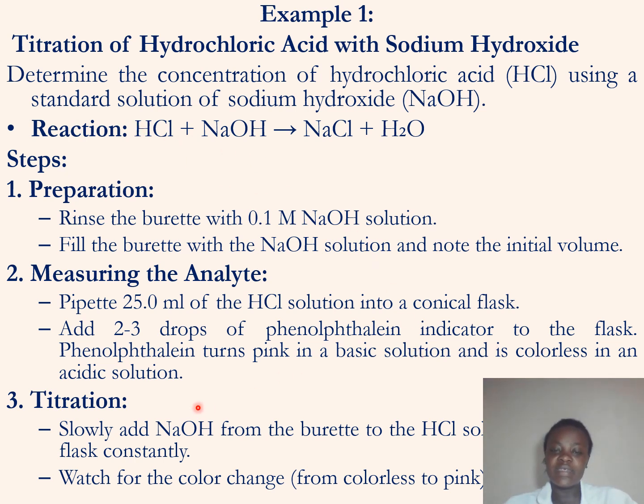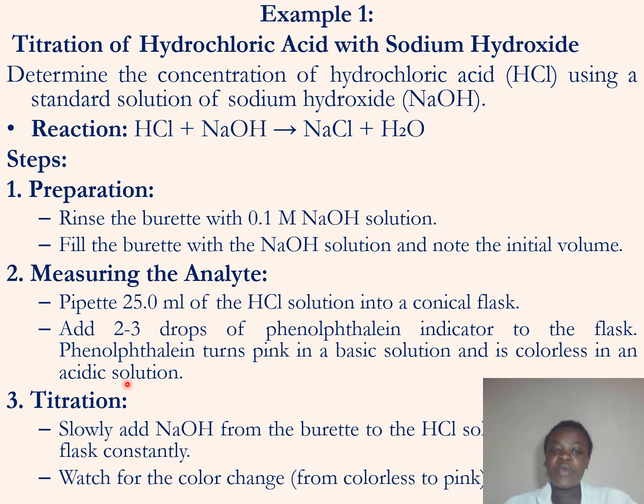This is a strong base and a strong acid, so we can use an indicator. For this case, we use phenolphthalein. We know that phenolphthalein turns pink in a basic solution, so that must be somewhere in our mind, and it is colorless in acidic solution. So when we add 2 or 3 drops of phenolphthalein indicator in hydrochloric acid, it will be colorless. But after we titrate with sodium hydroxide, it will be basic.